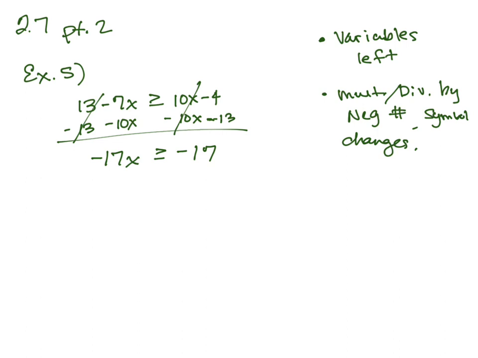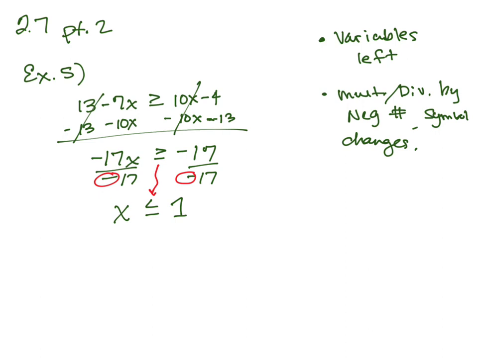And then divide by negative 17. Flip the sign. X is now less than or equal to positive 1. Notice that sign switched. That's the big deal right here. Because I divided by a negative number, my sign has to go from greater than to less than. So this is a good answer.